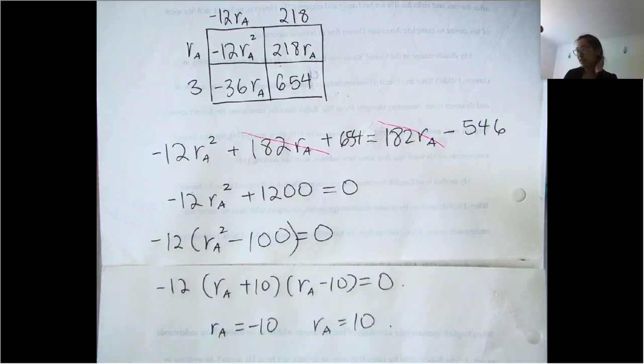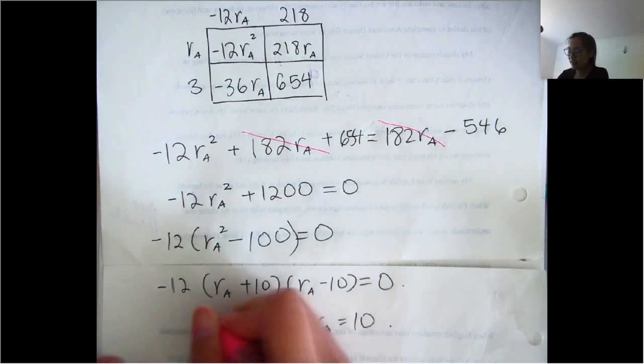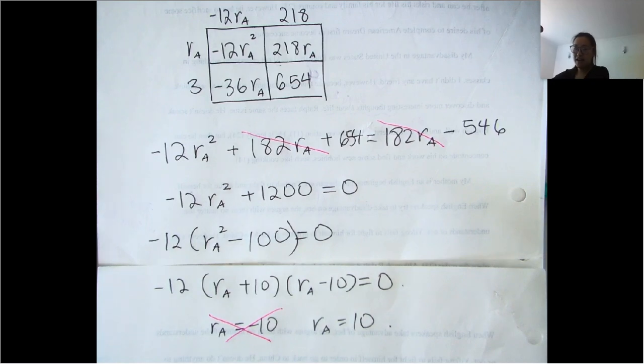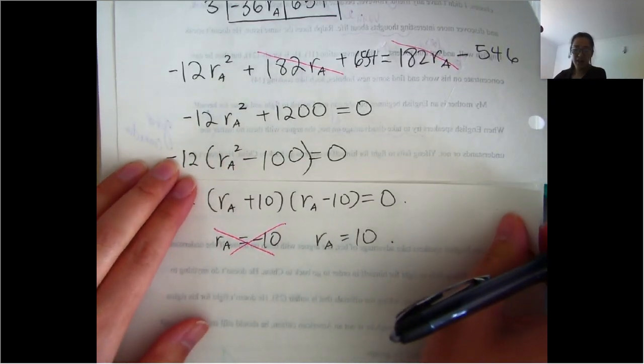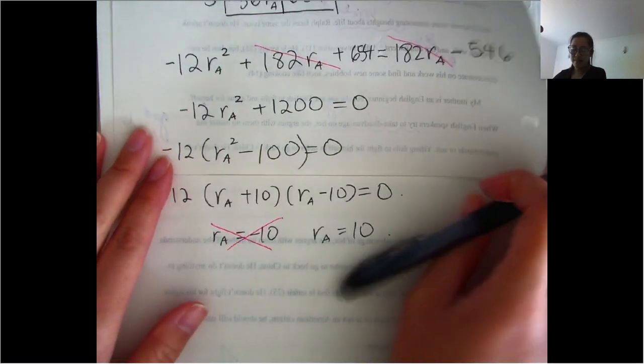Well, let's reread the original problem. It says that Alicia is rowing a boat and we're trying to figure out how fast she would row in still water. Do you think she can row at a negative rate or go at a negative speed? Well, I don't think so. So we'll just count the positive answer. And so we'll say Alicia rows the boat at 10 miles per hour.